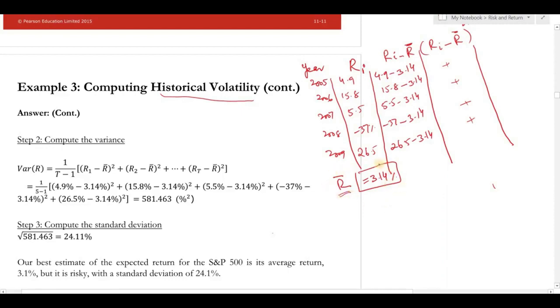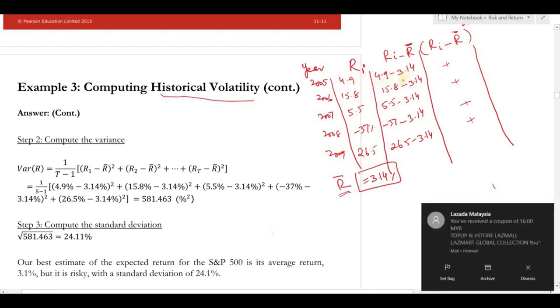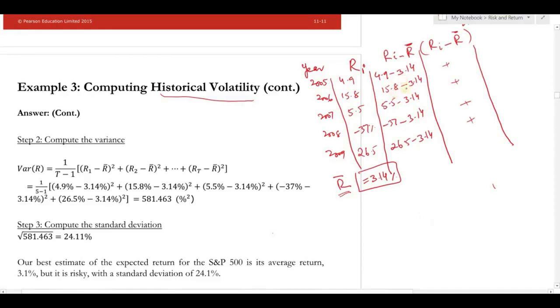How do we find the risk? We need to subtract this average from every annual return. 4.9 minus 3.14, then 15.8 minus 3.14, 5.5 minus 3.14, and you simply get this deviation. So this is called the deviation.